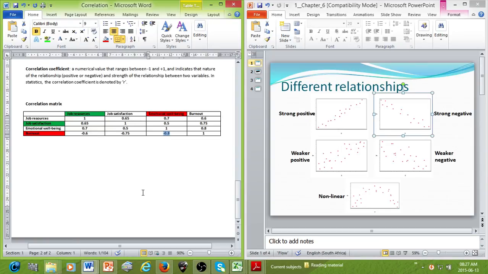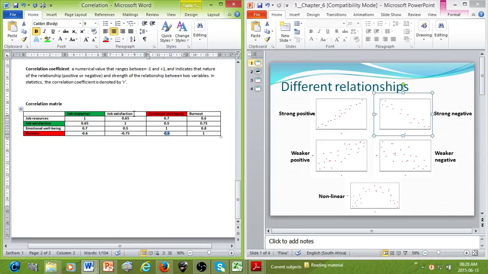Therefore, it's a negative linear relationship because there's a negative number in front of the correlation coefficient. And what does a negative linear relationship mean? As one variable increases, the other variable will decrease. So as burnout increases, emotional well-being decreases. In this case, the correlation coefficient is negative 0.8, so there's a strong linear relationship between burnout and emotional well-being. Burnout will influence emotional well-being in a negative sense quite strongly, since the correlation coefficient is high.